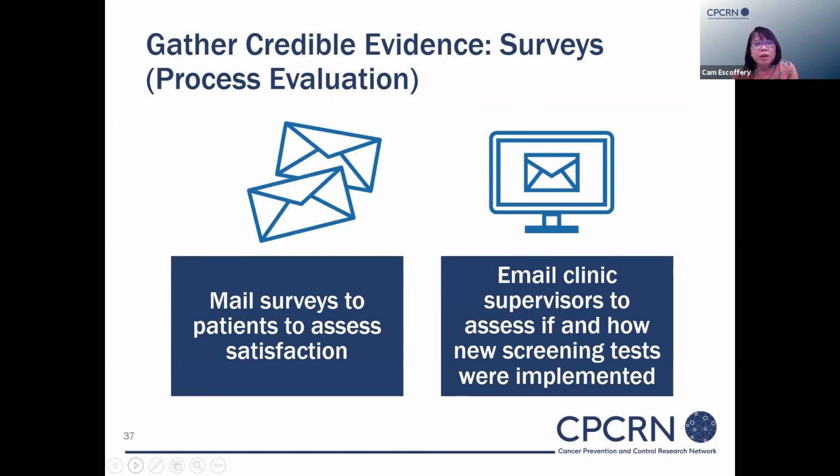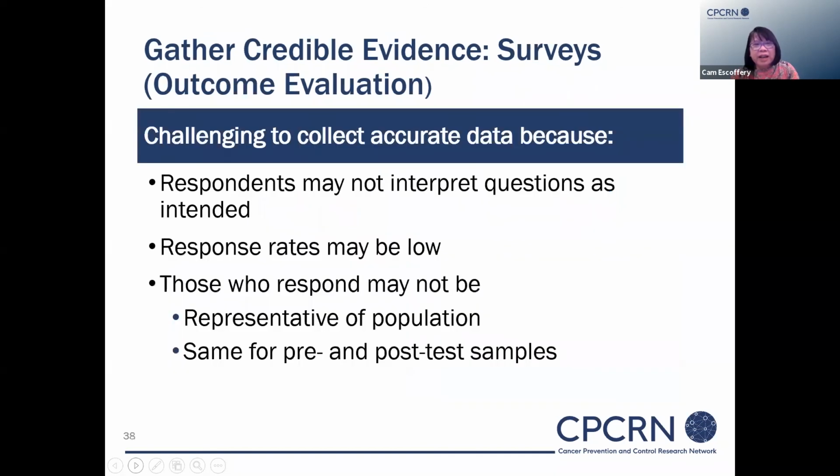In terms of gathering credible evidence through surveys, you could do this in a variety of different ways. For collecting data on satisfaction, for instance, you can mail surveys. You could also email surveys to implementers, a clinic supervisor, to assess if the new screening tests were actually implemented within your program. And for the outcome evaluation in terms of using surveys, you might want to consider what you need to get the most accurate or valid data.